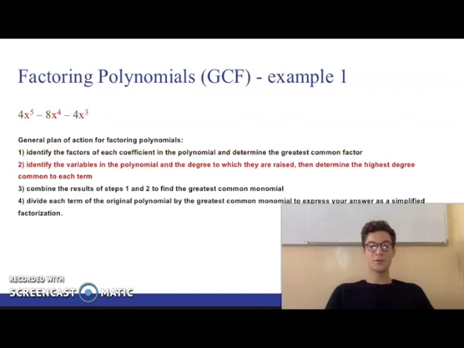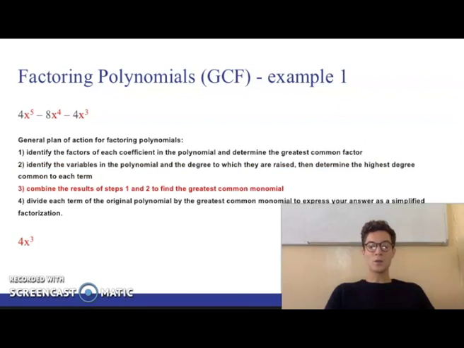Step 2 tells us to identify the variables and the degree to which they are raised. All of the terms in the trinomial are expressed using the variable x. The degree to which the first term is raised is 5, the second term is 4, and the third term is 3. So the highest degree that evenly divides all the terms is 3. Remember that when you divide exponents, you subtract the values of the powers.